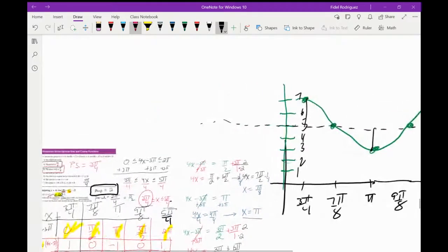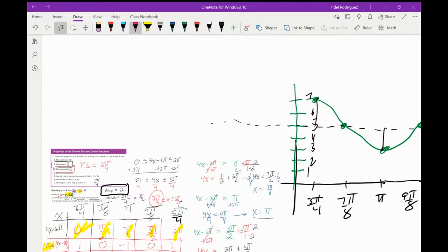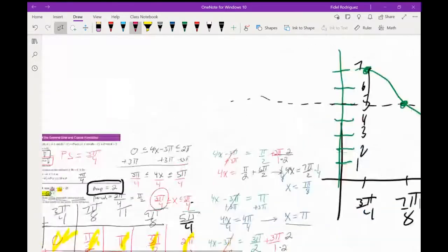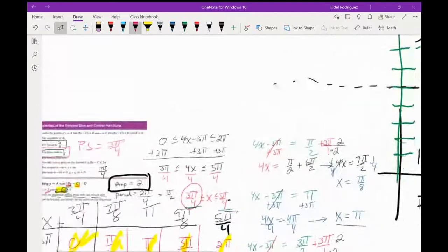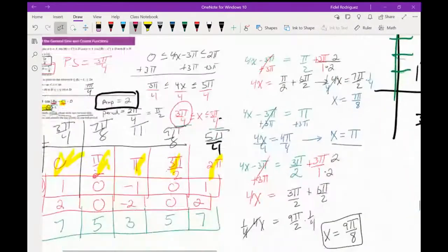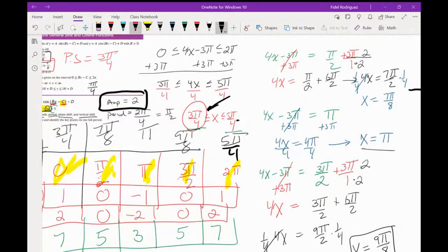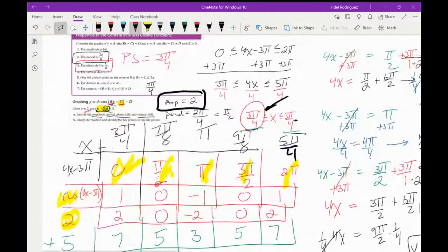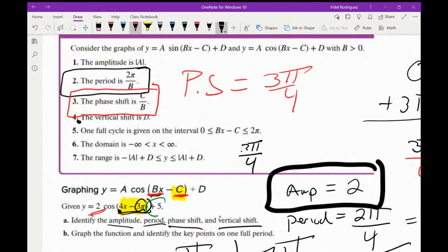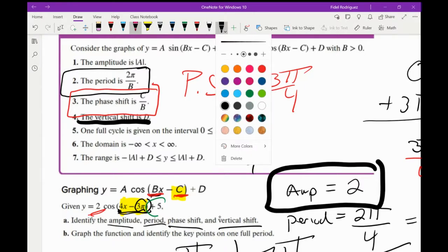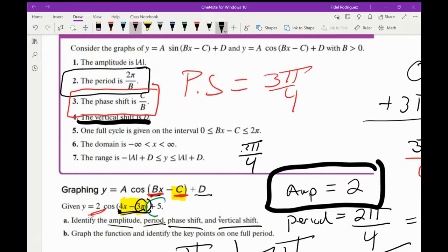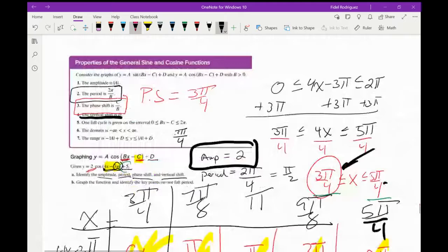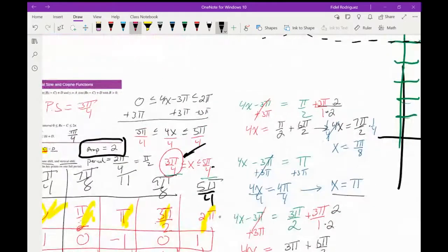Our period, we said, was the length it takes us to make a complete cycle. And we found it by taking 2 pi and dividing it by 4. I know it's real small because I'm zooming out, but it's right there. So there's my period. We found our phase shift because we said our phase shift was going to be the left endpoint, which was this one right here. There's my phase shift, right? Now, there's something called the vertical shift. The vertical shift is the number that's D, the letter D in our problem. What is the letter D in our problem here? There you go. So I'm just going to write it again. Amplitude is 2. Period was pi over 2.